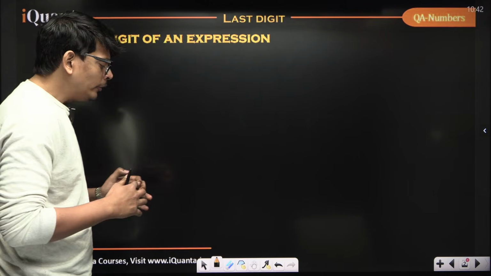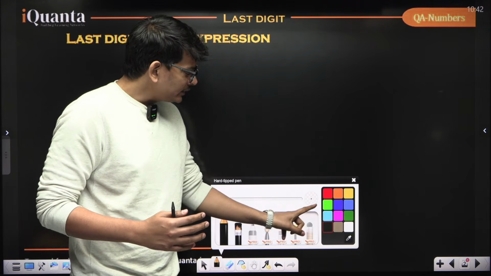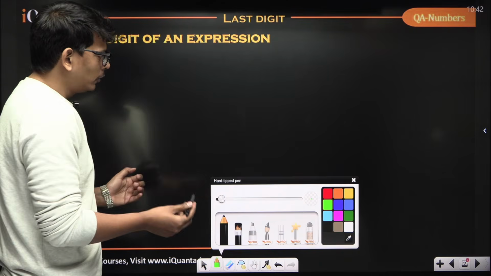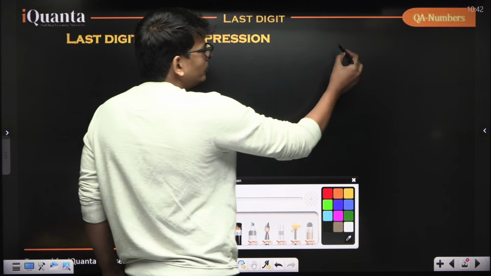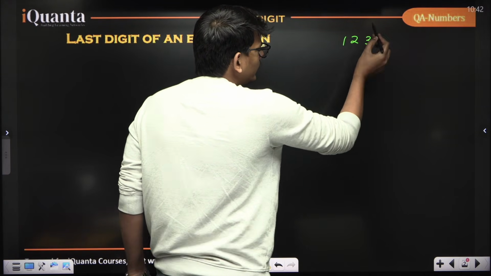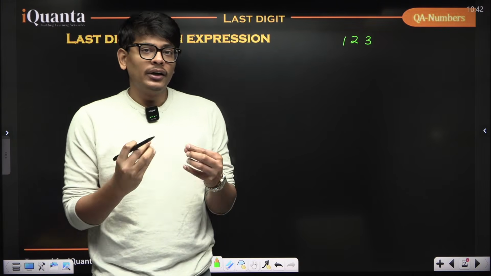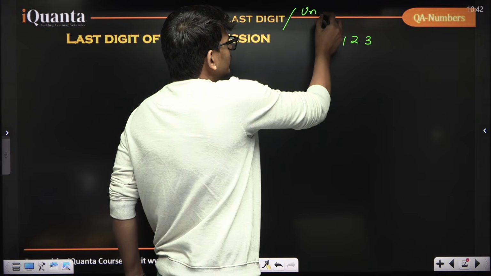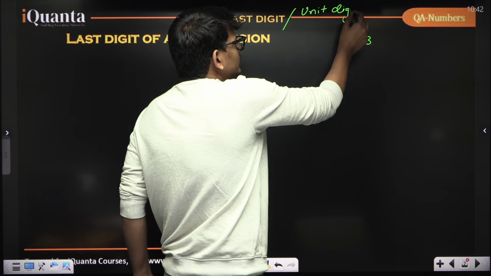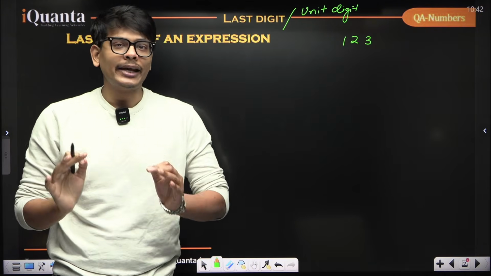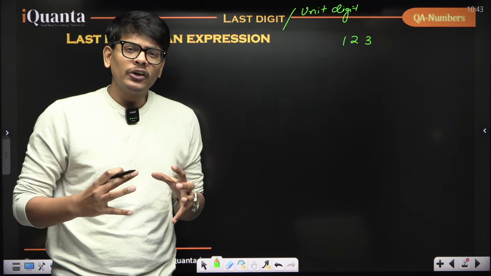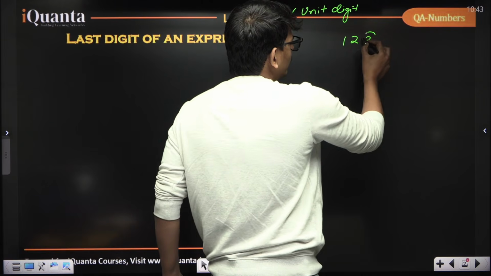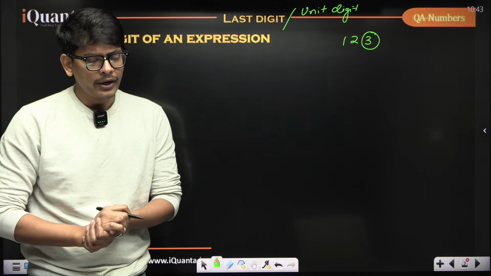Before going to a difficult problem, let's understand the very basic concept of last digit. Suppose a number is given to us, 123, and I find the last digit, or you can say the unit digit. Remember guys, last digit and unit digit are the same thing. So if someone asks you the last digit or unit digit of 123, you will simply say the answer is 3.